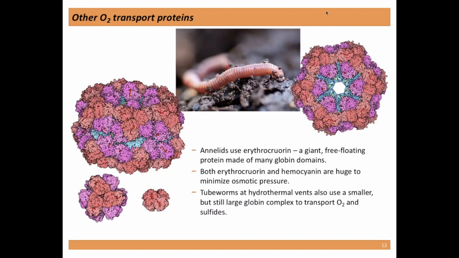It's a giant free-floating protein, so it's not encased in a membrane. It's got many globin domains, and it is how earthworms carry oxygen through themselves. They tend to be really large. You don't want a lot of small proteins in there because that would dramatically increase the osmotic pressure. So they tend to be huge and bind lots of oxygen.